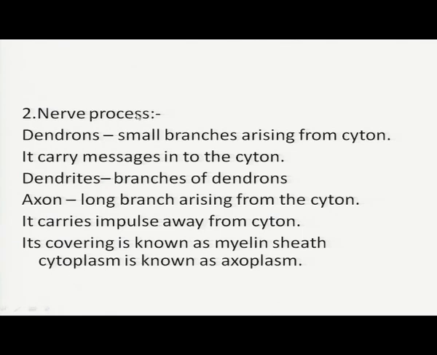Now, coming to the nerve process, dendrons, the small branches arising from the cytone. From the cytone or cell body, there arises small branches, and those small branches we will call dendrons. Then, when the dendrons branch, those branches of dendrons are known as dendrites.